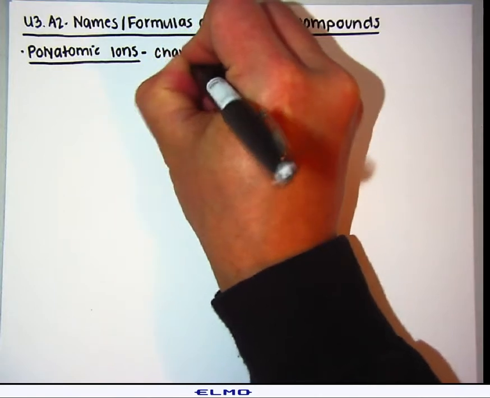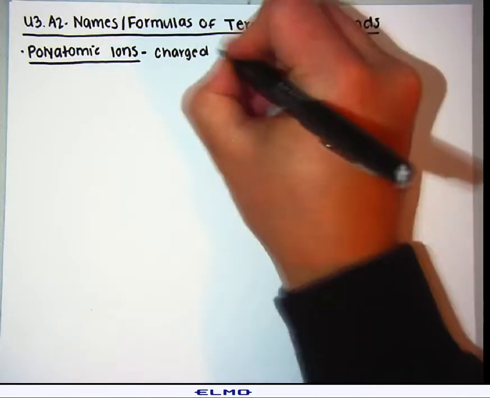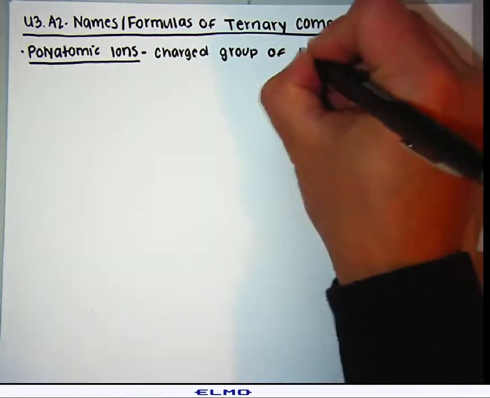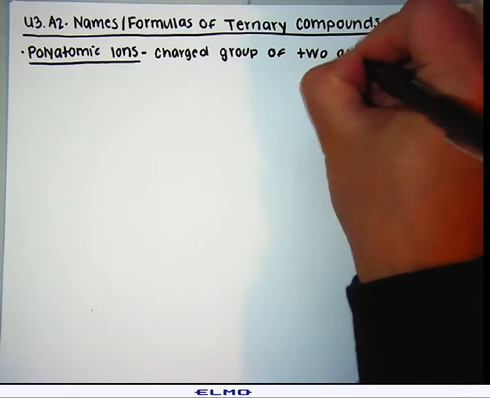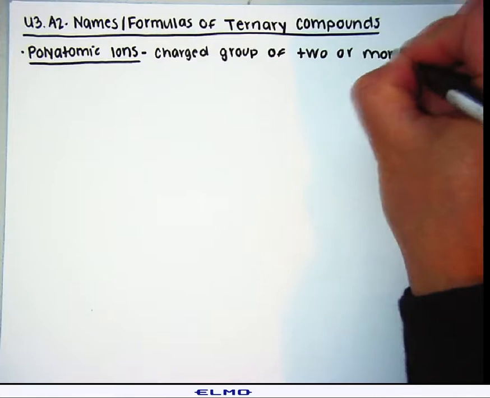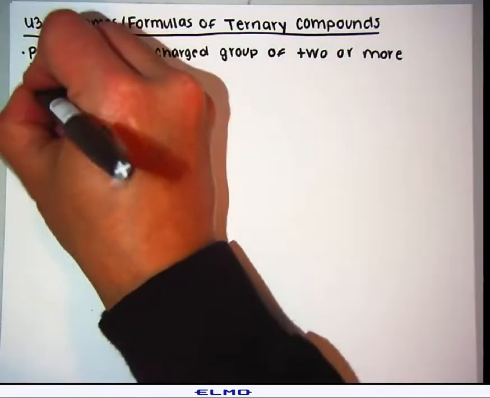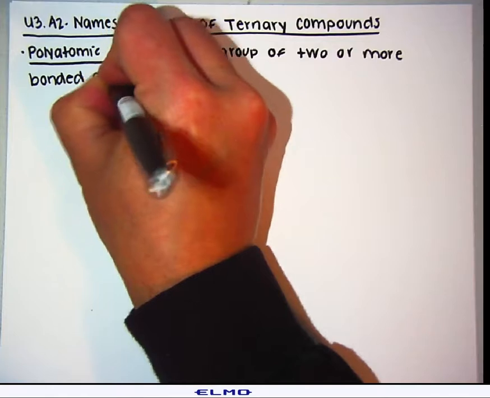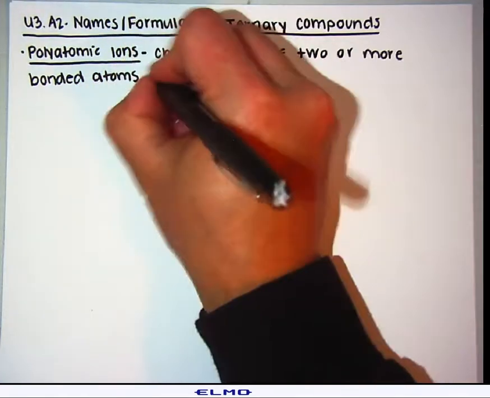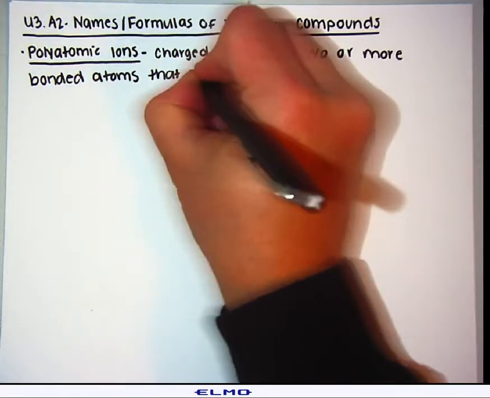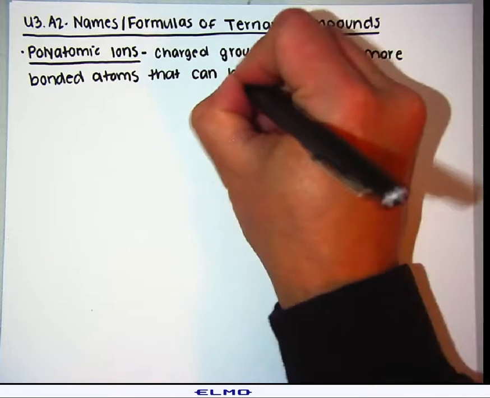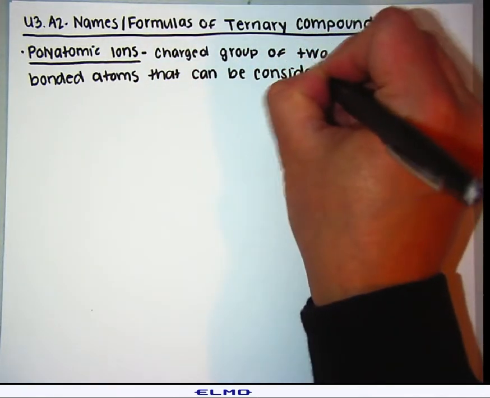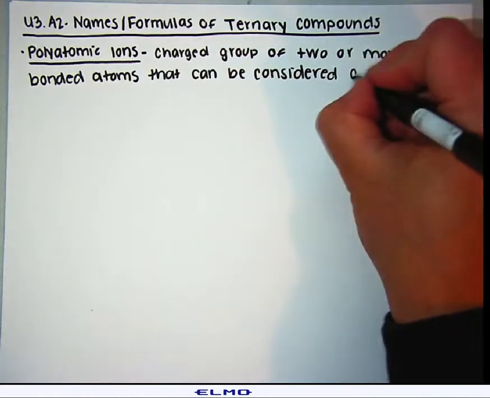Polyatomic ions are a charged group of two or more bonded atoms that can be considered a single ion.